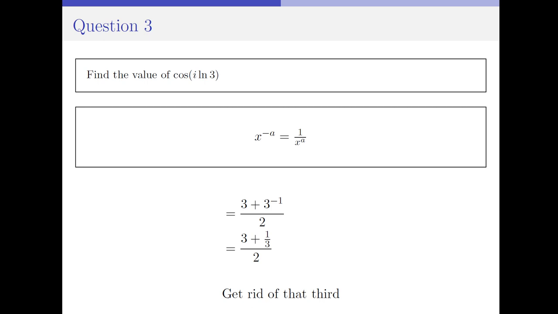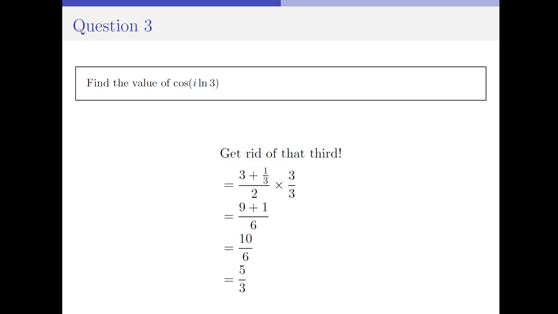Now this looks horrible, so we need to get rid of that third. How do we do that? We times top and bottom by 3. Remember, 3 over 3 is equal to 1, so we're not changing the value of our fraction at all. So 3 times 3 makes 9, 1/3 times 3 makes 1, and then 2 times 3 on the bottom makes 6. So we've got 9 plus 1 gives us 10, 10 over 6. That simplifies, if we divide top and bottom by 2, to 5 over 3. And that's us, that's our final example of the class.